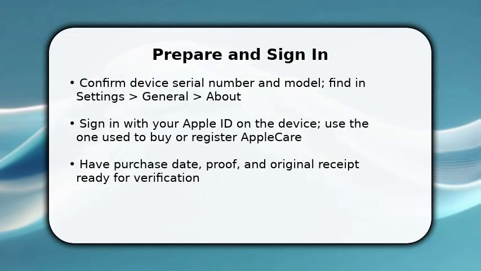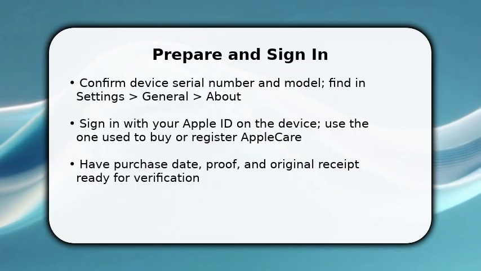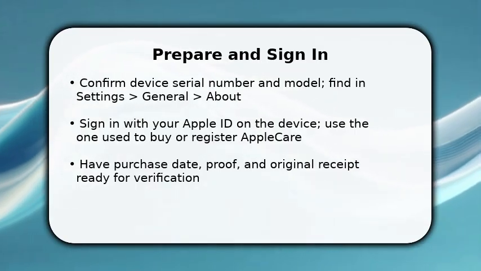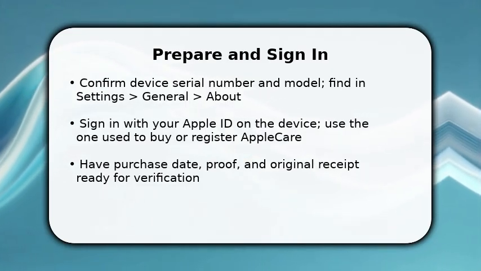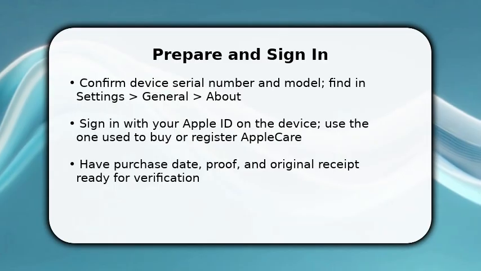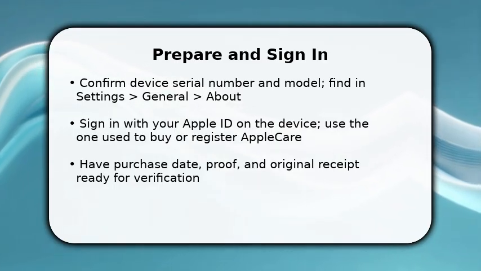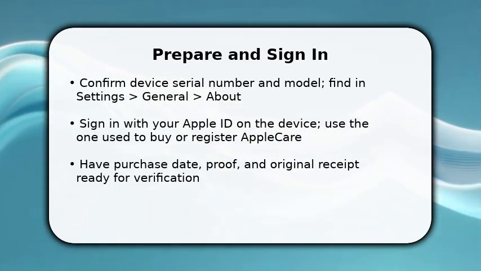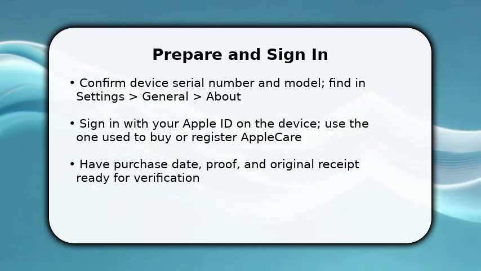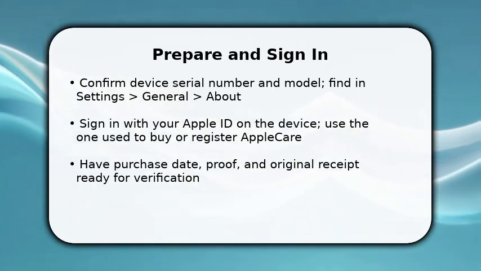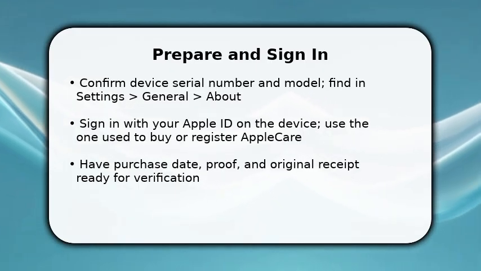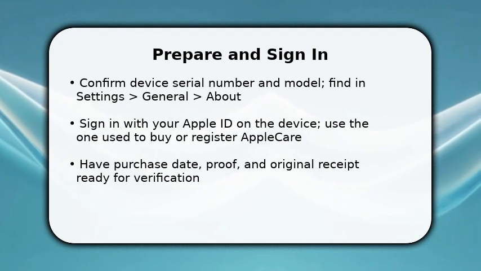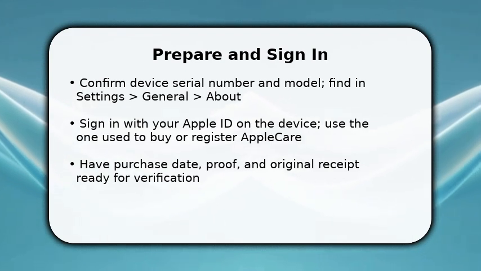You start by confirming the device serial number and signing in. You find the serial in Settings General About, then sign into the device with the Apple ID used to buy or register AppleCare. Have the purchase date and receipt at hand because Apple often checks proof. Once signed in, open the Apple Support or Settings path to continue. This speeds up validation and prevents repeated logins. Make sure your network is stable and that you can receive verification codes if two-factor is enabled.